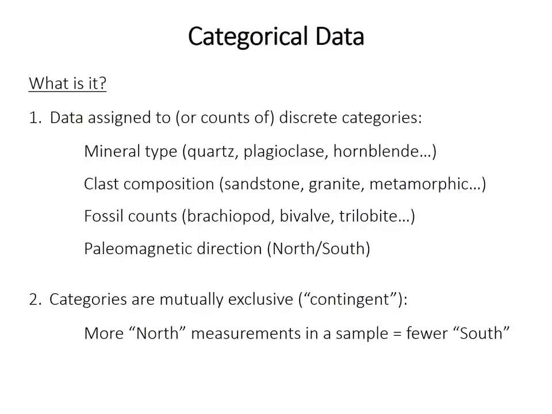Another property of categorical data is that the categories are mutually exclusive. Another way of saying this is that they're contingent. So a rock can't be both sandstone and granite, so that means that more counts that you have of sandstone in a sample of 100 rocks means that you must have fewer granites. More north measurements means fewer south. So the abundance of one category is contingent or dependent on the abundance of the other categories.